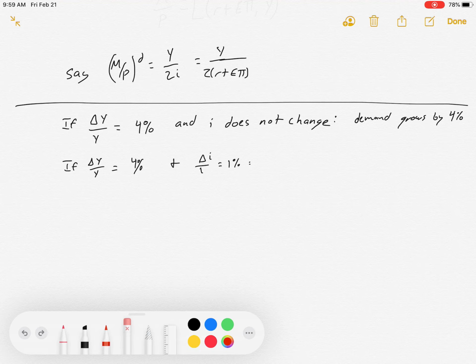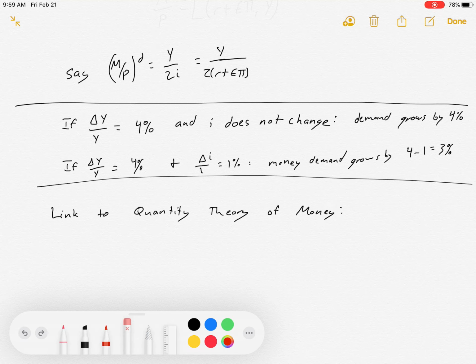If GDP grows by 4% and the interest rate is growing by 1%, which is kind of weird, I mean, don't worry about that too much, what that would actually mean. Money demand would be growing by 4 minus 1, which is 3%. Great, so let's move on.